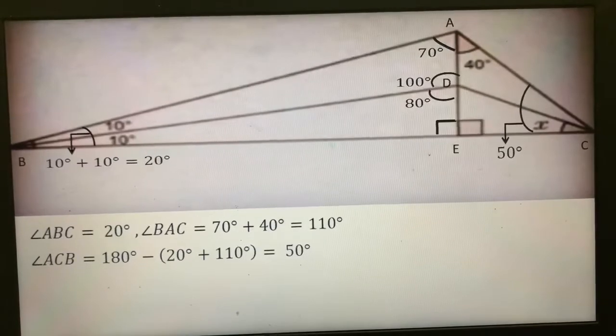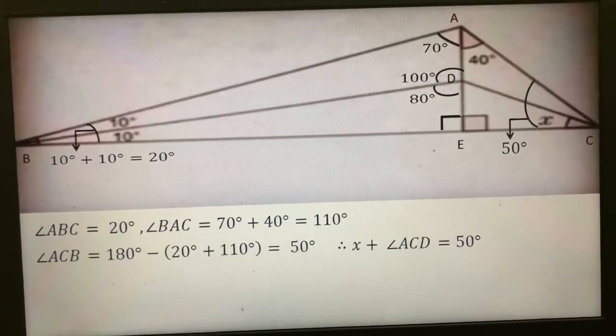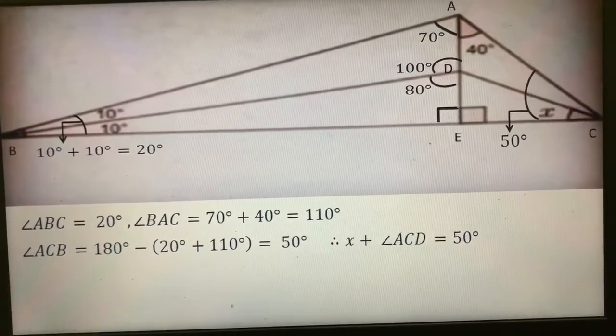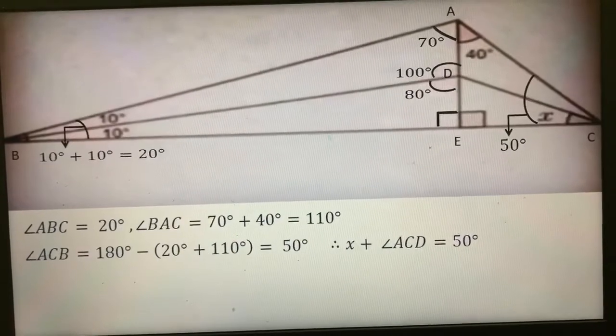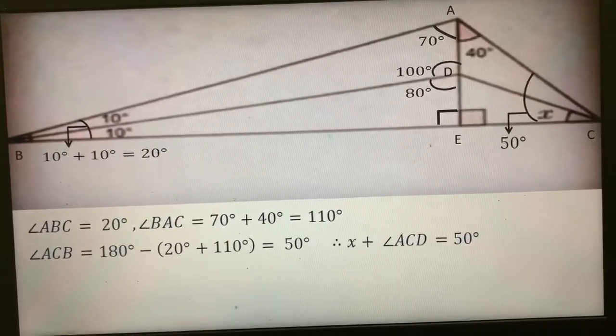So what is the relation with x then? Clearly note this angle: x plus angle ACD is equal to 50 degrees. If we can find the value of ACD, then we can clearly get x.